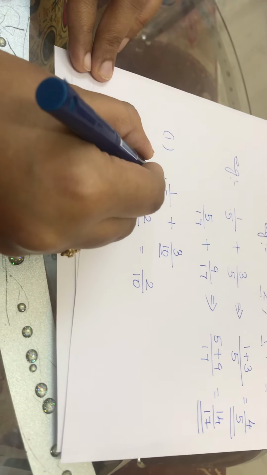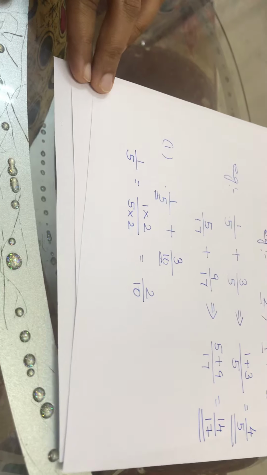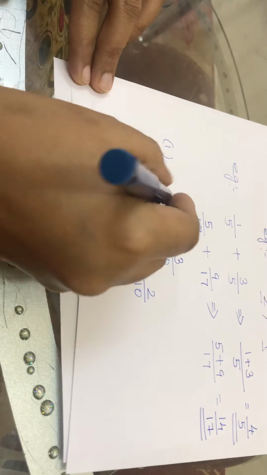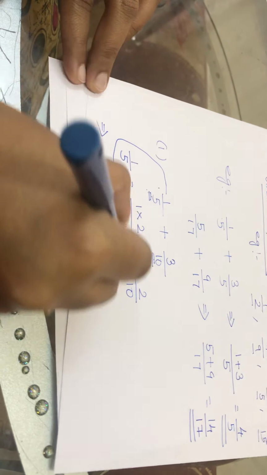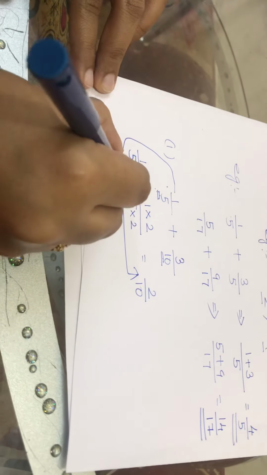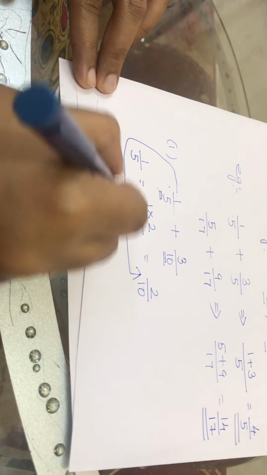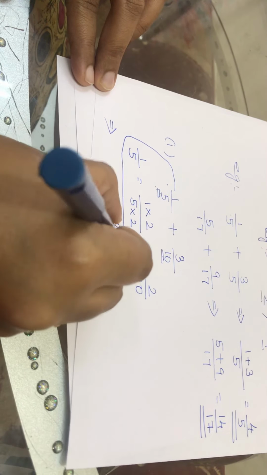So what does it mean? I got the same denominator. So we can write the sum as, instead of 1 by 5, we can write this 2 by 10. So this becomes 2 by 10 plus 3 by 10.